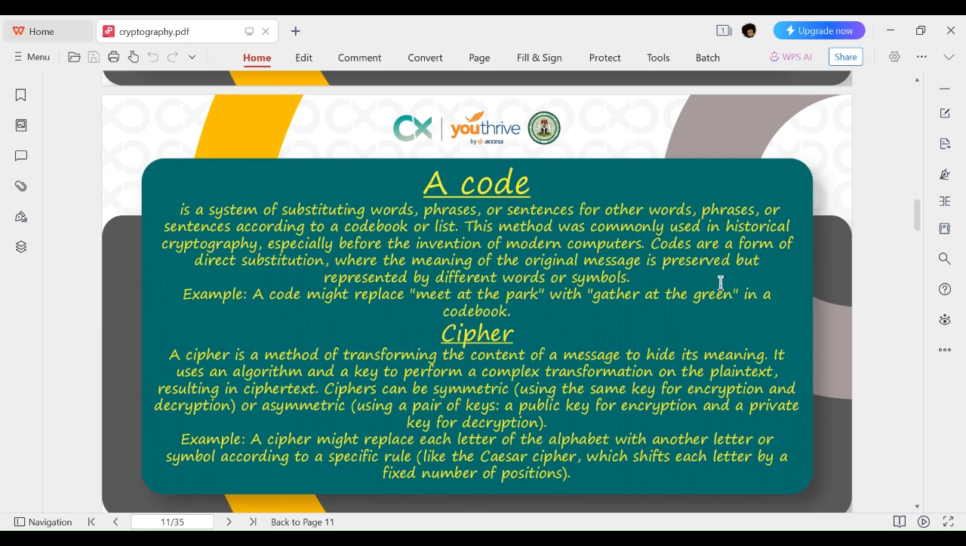An example of a cipher is one that might replace each letter of an alphabet with another letter or symbol according to a specific rule, like the Caesar cipher, which shifts each letter by a fixed number of positions.